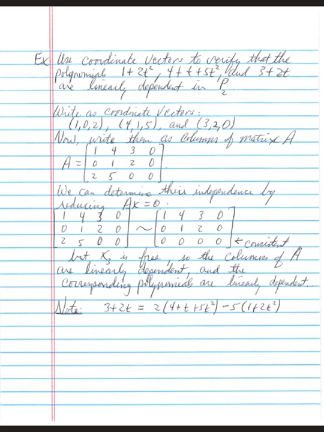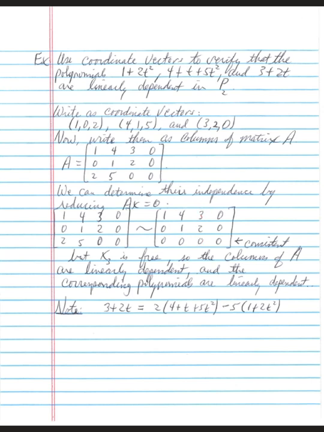Now if we write these as columns of matrix A, we have 1, 0, 2, 4, 1, 5, 3, 2, 0. Let's augment this and put in a column of zeros, because we can determine their independence by reducing this matrix equation, AX equals 0. That's a homogeneous equation. So let's take matrix A augmented with a column of zeros and row reduce. We have a consistent system, pivots in the first two columns, but not in the third.